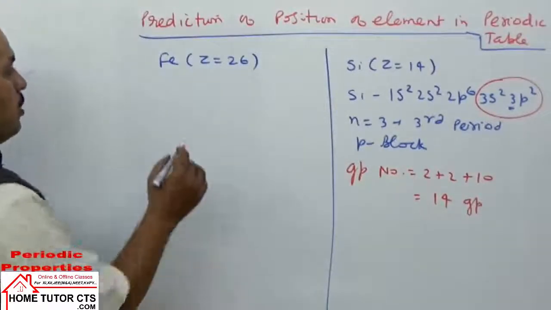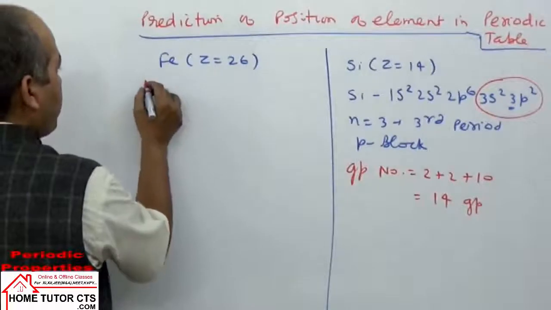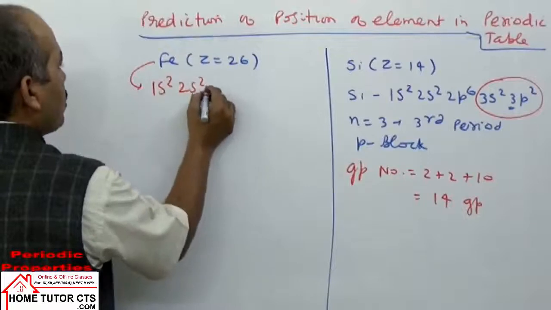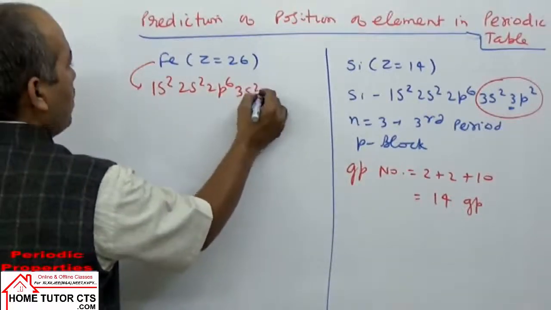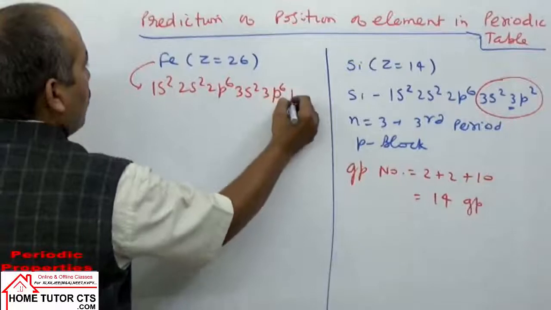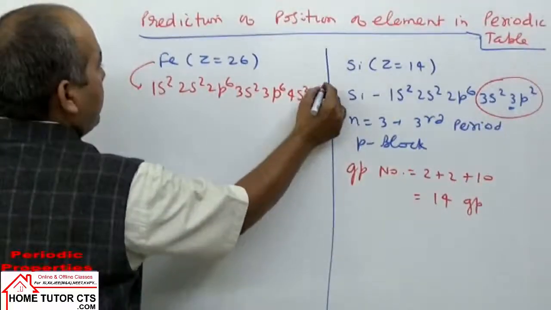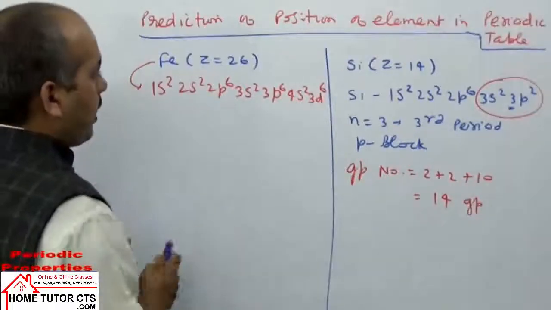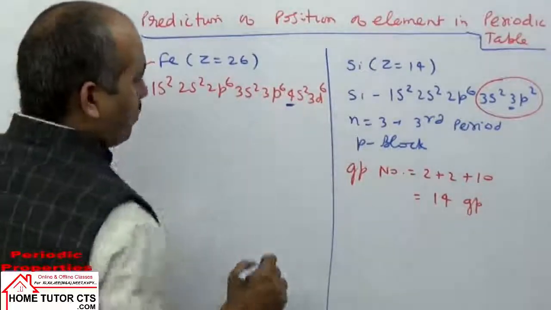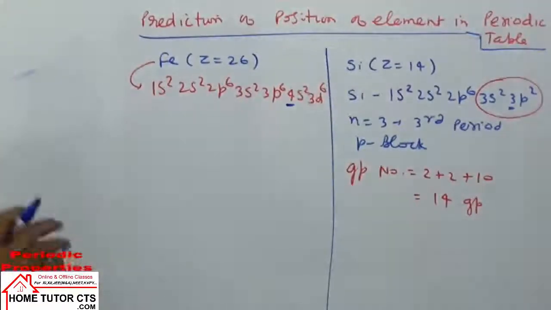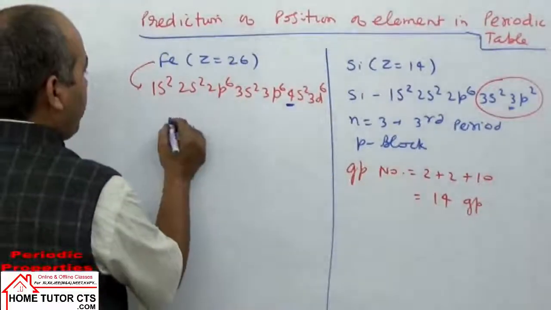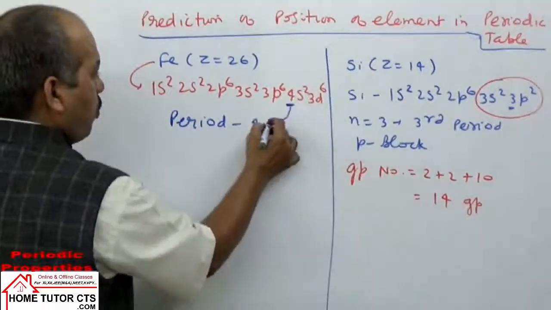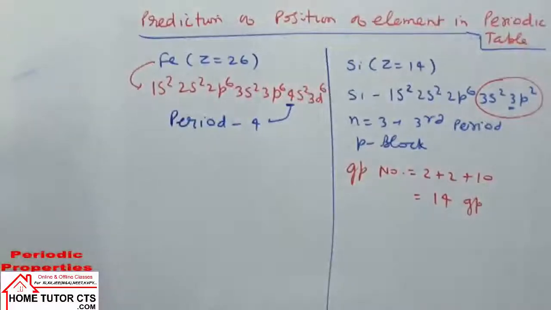Now next, take iron. For iron, write the configuration first. What is iron's electronic configuration? 1s2, 2s2, 2p6, 3s2, 3p6, 4s2, 3d6. In this case, what is the highest value of n? The highest value of n is 4. So it is an element of the 4th period.